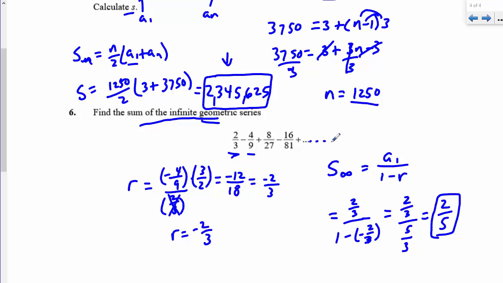If I add these terms forever, it'll converge to this. That's pretty much what it's going to end up being. And that is your final answer.